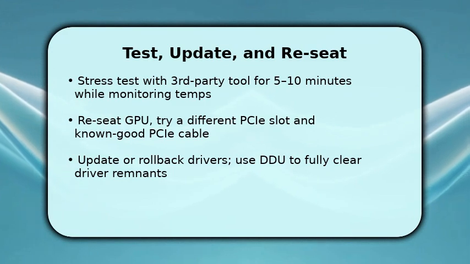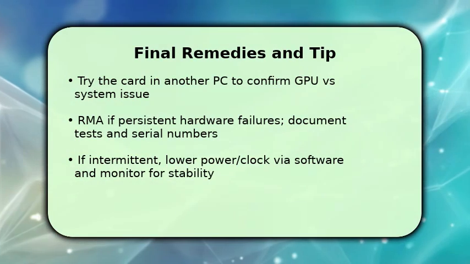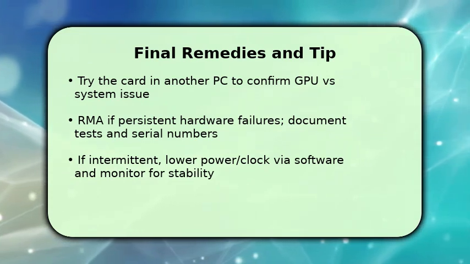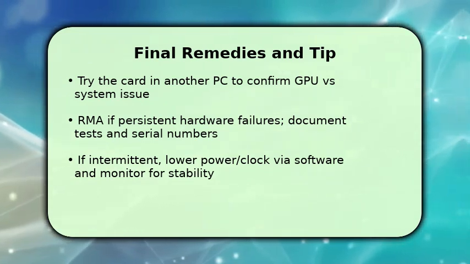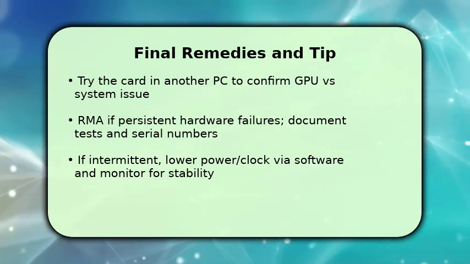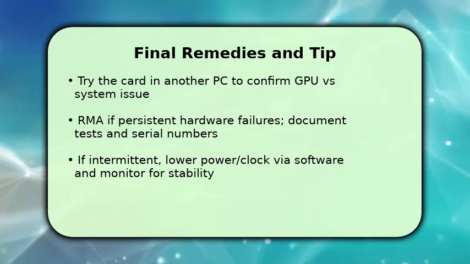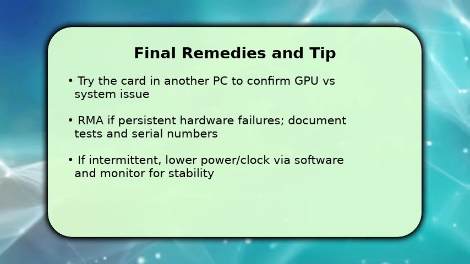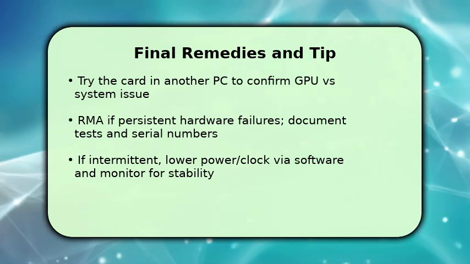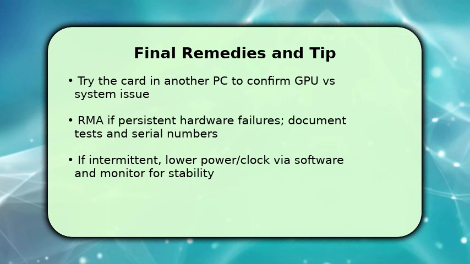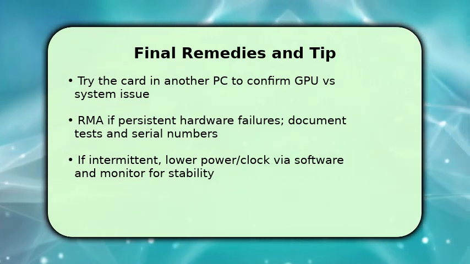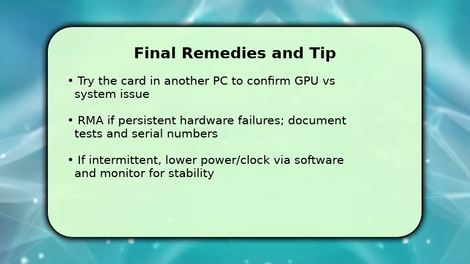You finish by isolating remaining failure modes and applying final remedies. If possible, test the GPU in a different known good system. This confirms whether the card itself is defective. If hardware faults persist, prepare for RMA. Document all tests, temperatures, error patterns, and the serial number to speed claims. If problems are intermittent and RMA is not immediate, reduce power or clock via software and continue monitoring. Tip: if uncertainty remains, swapping systems is the single best.